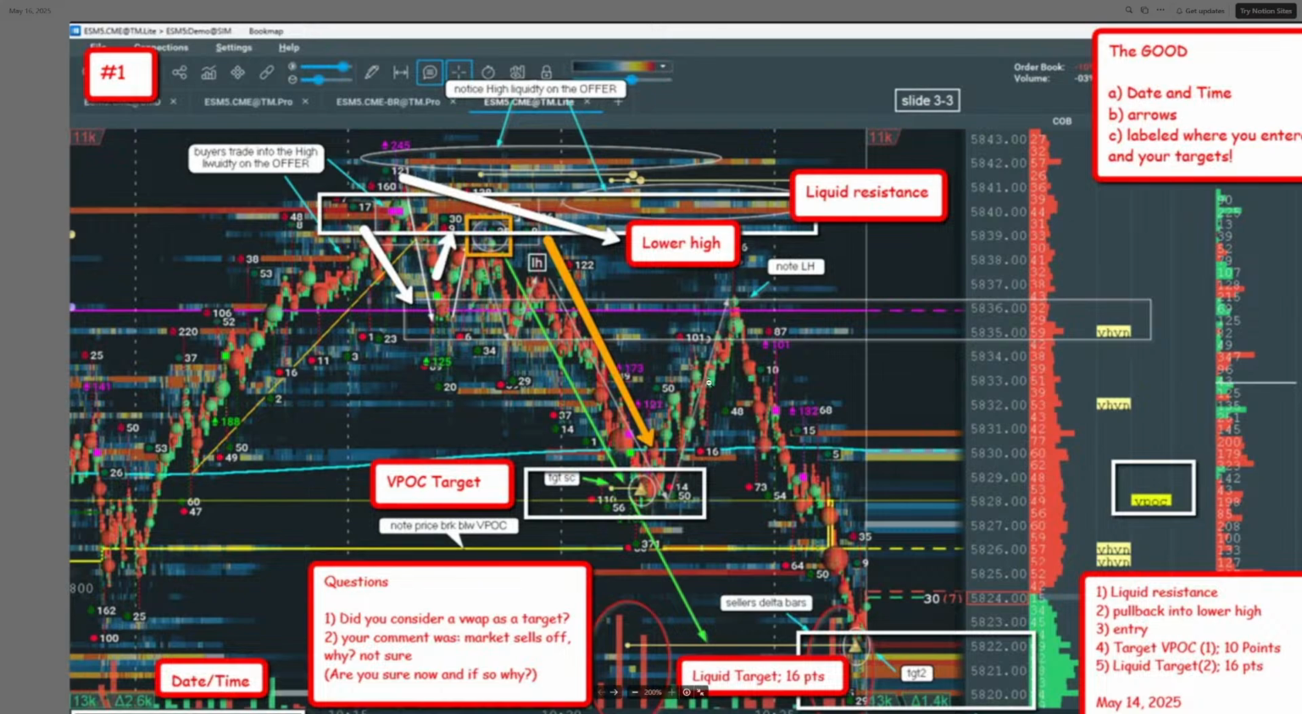I guess my question would be to you, did you ever consider VWAP as a target at all for an exit? And you mentioned it earlier in one of your posts. You commented that the market sells off, but you weren't really sure why. So I wanted to ask you, are you sure now? And if you are, why was that? Would you mind just going over your trade just a little bit, if that's okay? Okay, sure.